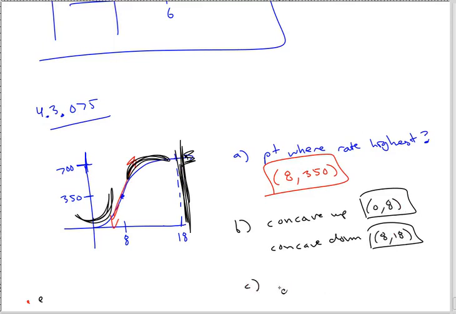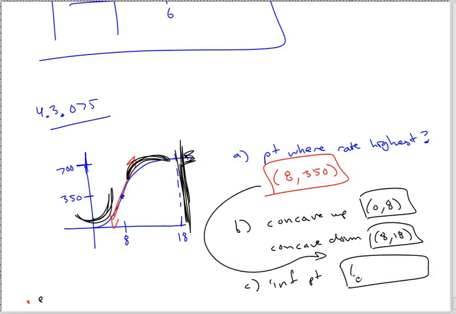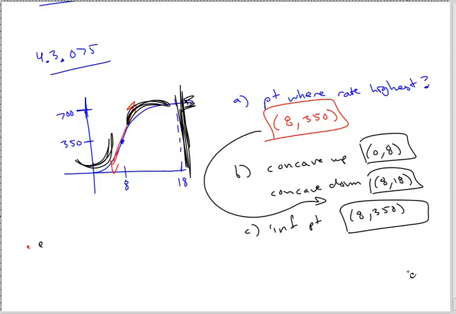Okay, here's part C. It says, hey, where's the inflection point? I don't know. It's probably 8, 350? All right, yeah, okay, next question.